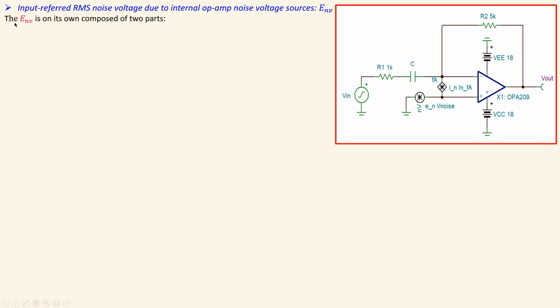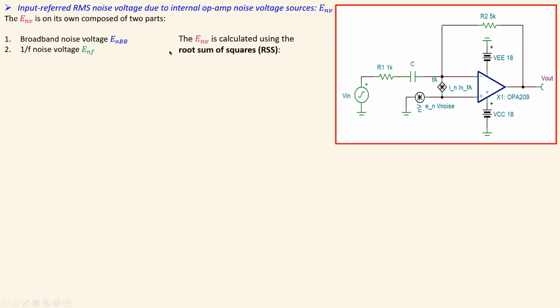Now the value that we are interested in is on its own also composed of two parts. This is the 1/f noise and also the broadband noise voltage. So that is also a situation we need to consider. We also want to, of course, use these two elements, and that is then combined together to have an effective value for the input referred RMS noise voltage due to the internal op-amp noise voltage sources. Now this is this symbol, and it's calculated using, again, root sum of squares.